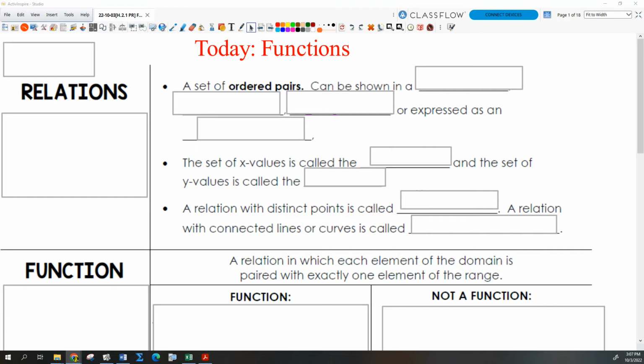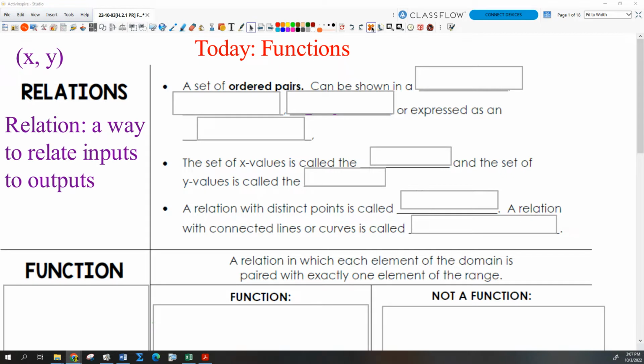So today, functions and relations. Some vocabulary. A relation is defined in math. It's just a way to relate inputs to outputs. That's it. It's a rule that we use to take input values and generate output values. That's all it is.